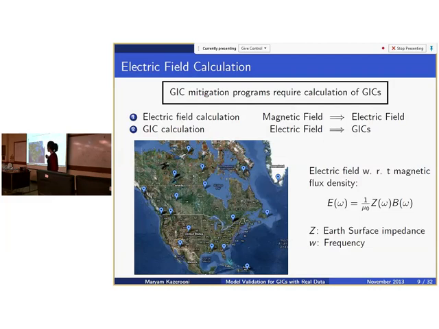This figure shows the magnetic field observatories in North America, which measure the magnetic flux density in real time. So we can use this data to calculate the electric field using this equation that you see here. We can get the electric field based on the magnetic field and the Earth's surface impedance.